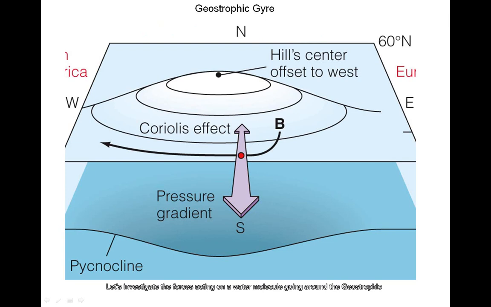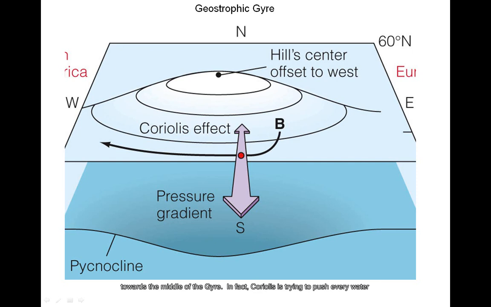Now let's investigate the forces acting on a water molecule going around a geostrophic gyre. And we'll think first about this little water molecule marked with a red dot in the diagram. It's in the tropical region of the ocean basin and is moving from the east to the west in the geostrophic gyre. Now Coriolis will be trying to deflect this moving water molecule to the right according to Ekman transport, and that's represented by the vector or arrow labeled Coriolis effect. Now that means that the water molecule will be pushed by Coriolis towards the middle of the gyre.